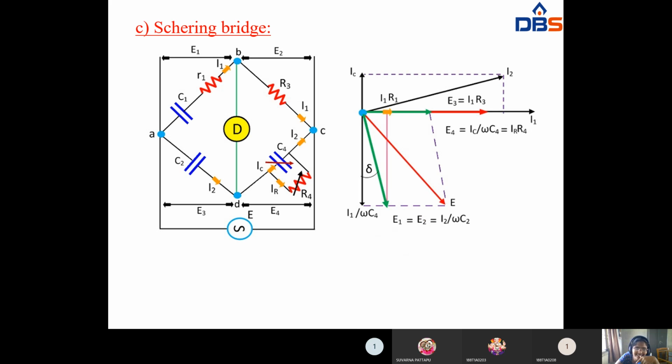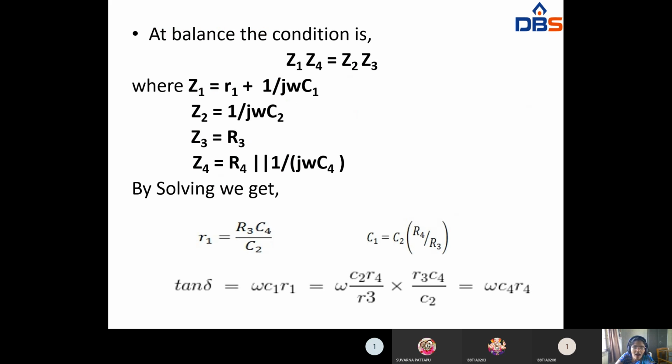here you have to connect the resistor in series with the capacitor. So resistor means R1, and capacitor you can write as 1 by j omega C. So here you can write in impedance form, impedance form means R plus jX. That's why here you can write R1 plus 1 by j omega C1. In Z2 you have to connect only one capacitor, so here you can write 1 by j omega C2.